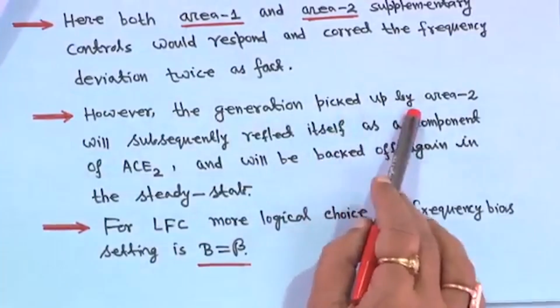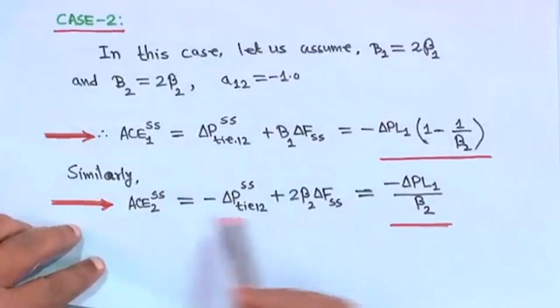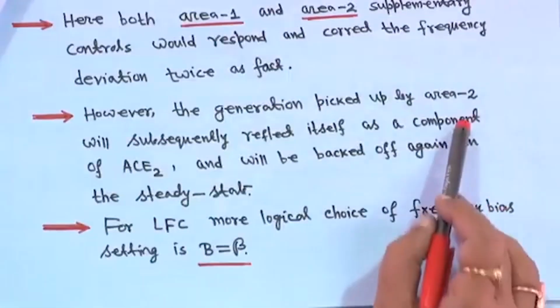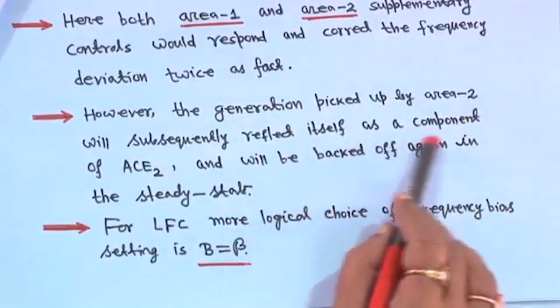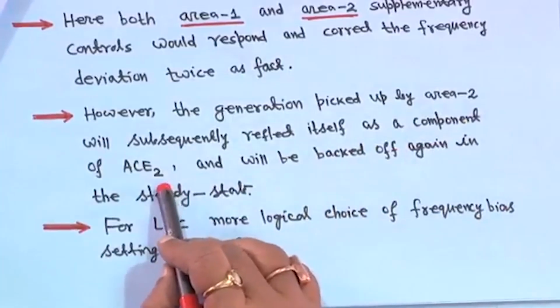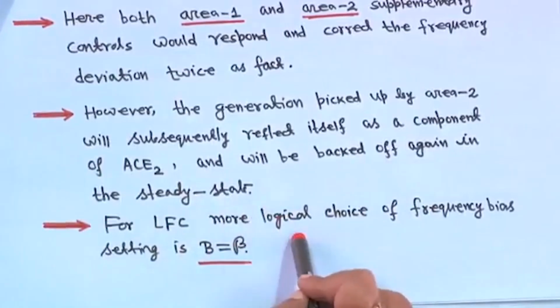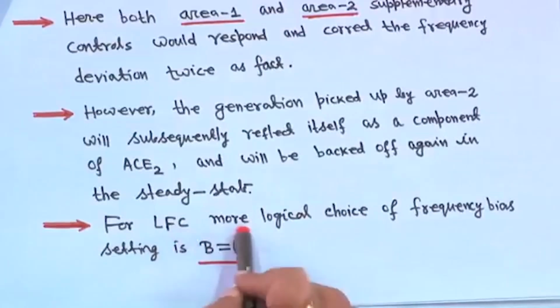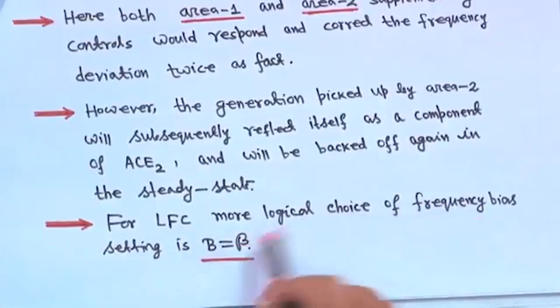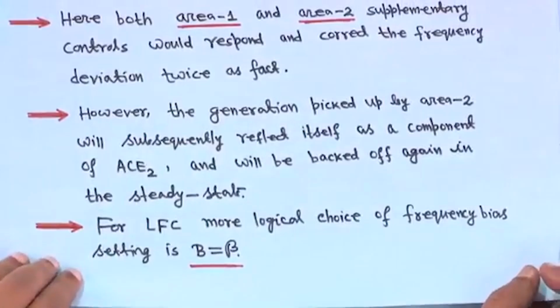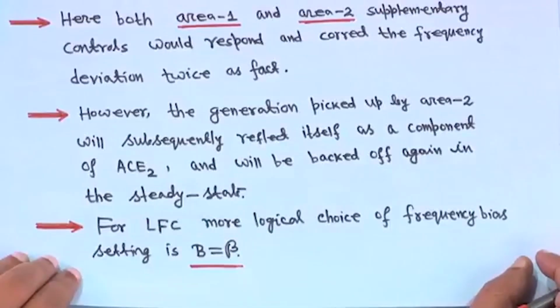However, the generation picked up by area 2, that means ΔAC2 steady state is given by minus ΔPL1 upon β2, will subsequently reflect itself as a component of ACE2 and will be backed up again in the steady state. So, therefore, for LFC, load frequency control, the more logical choice of frequency bias setting is B equal to β. That is the most logical choice, but B cannot be less than β. This actually raises a question: why B cannot be less than β.